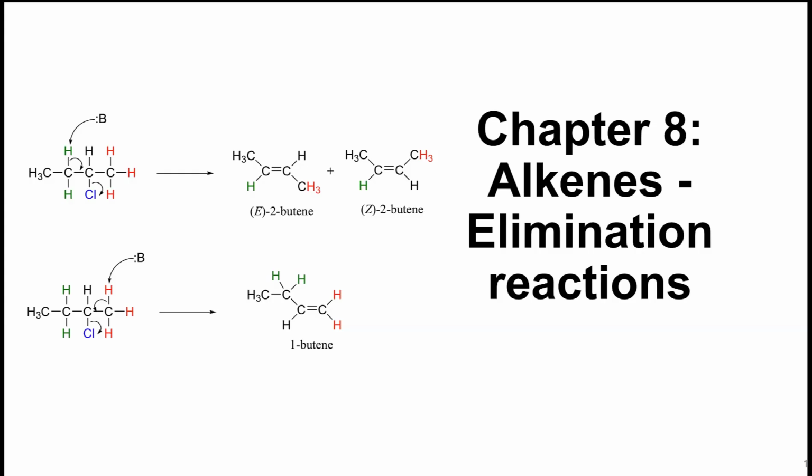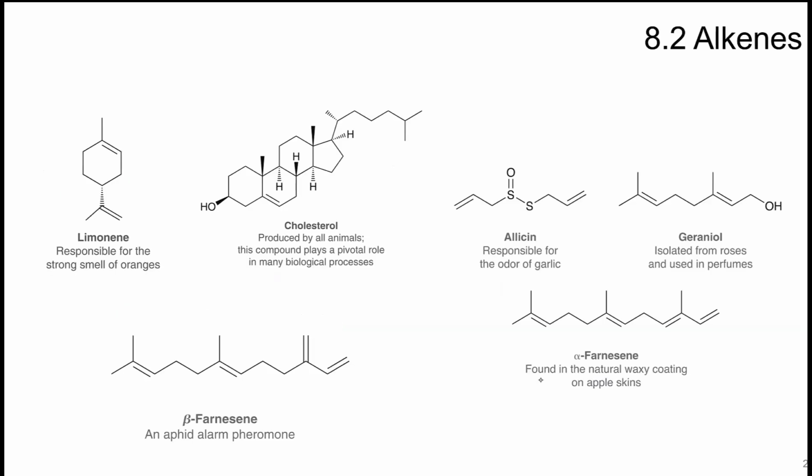In Chapter 8, we'll be looking at making alkenes via elimination reactions. You can see there are several alkenes that occur in nature. We'll see limonene later in the semester. We'll extract that from oranges, and that has two double bonds, or alkenes. Cholesterol is a steroid that contains one alkene, and that's produced by all animals as well as humans.